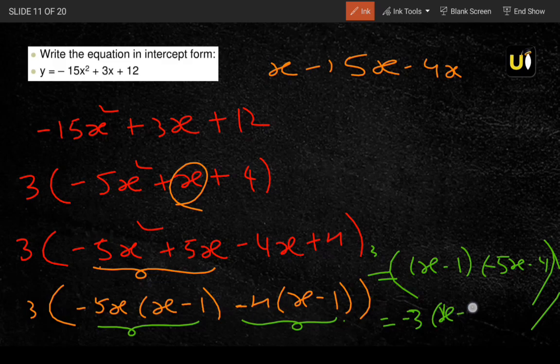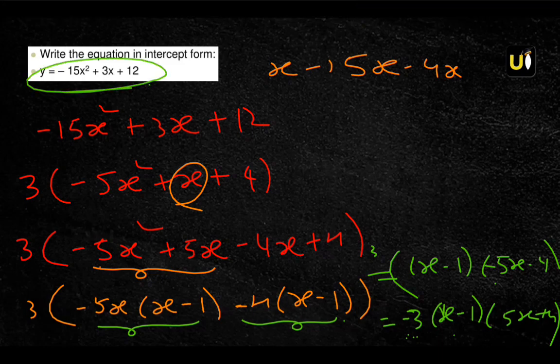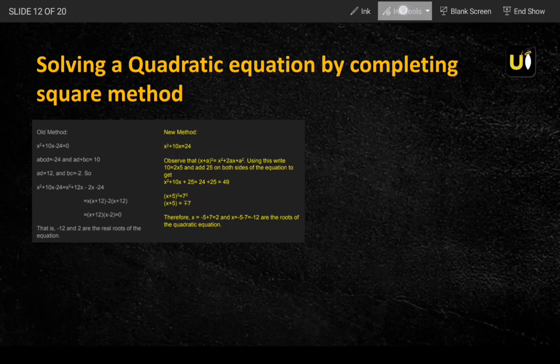So let me write the steps. Here subtracting 24 on both sides, and here adding 25 on both sides. That will give you this one. So here this is in the form of x plus 5 whole square. So recall the squaring, the x plus a whole square form, how that form will look like.